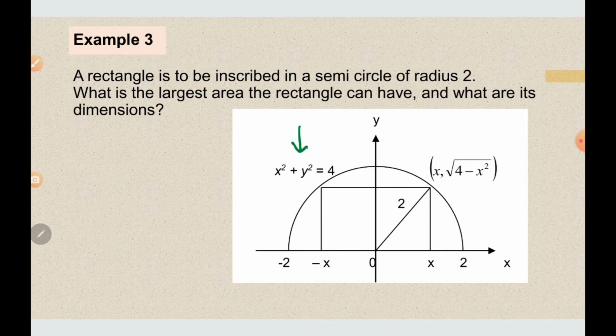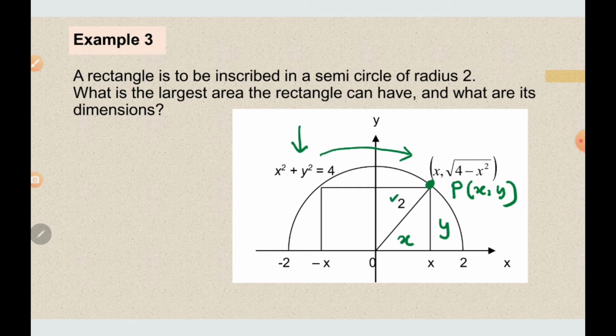I want you to consider the point here. Let the point here be P. The coordinate is (x, y). Here x means the length is x, and y is the height of the rectangle. If the coordinate here is P(x, y), what is the value for y? y in terms of x can be written as the square root of 4 minus x squared. The radius of the circle is 2.